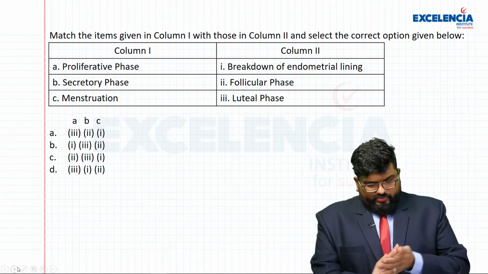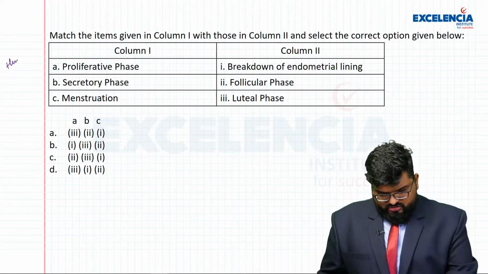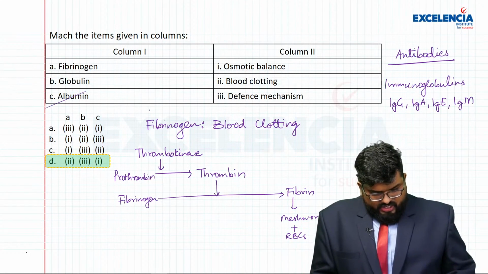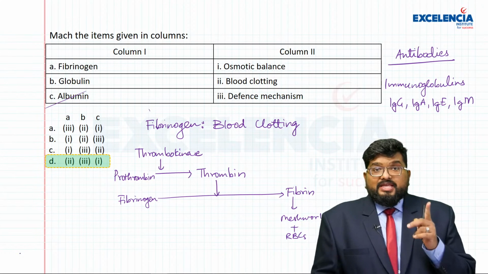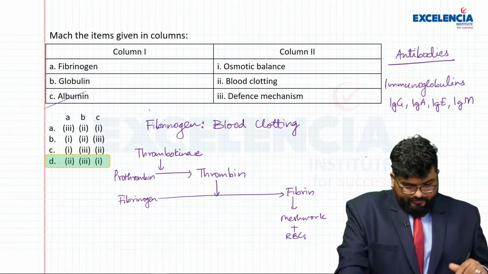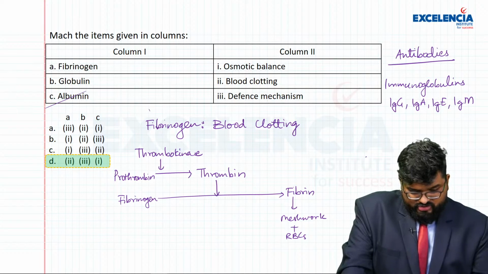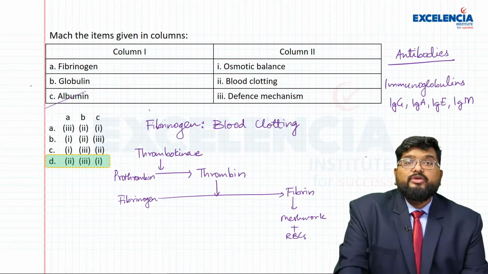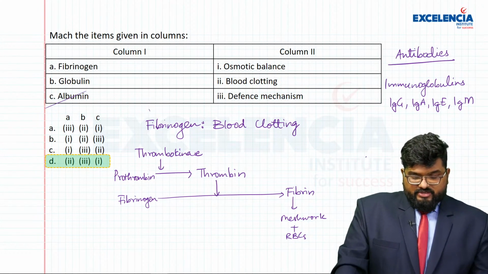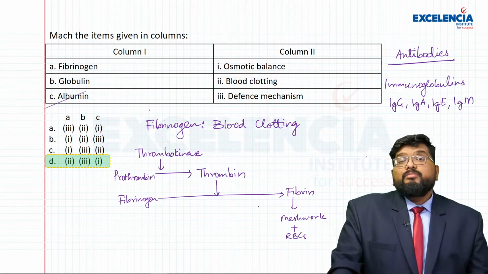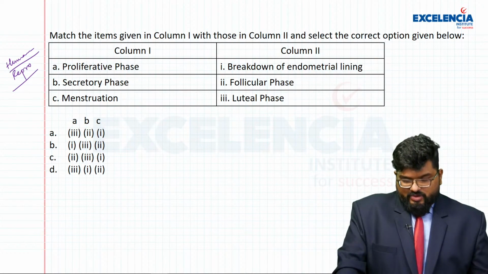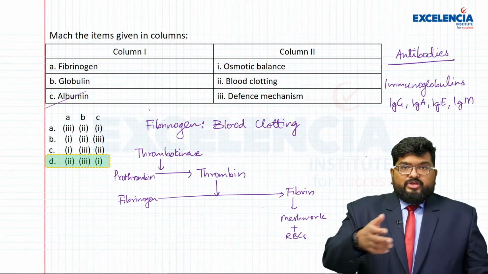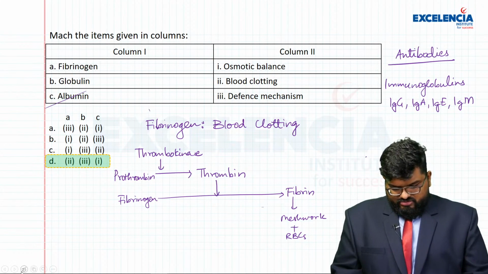Next, another one. Oh, this is menstrual cycle. So human reproduction. The previous question was a combination question, by the way. Your fibrinogen, blood clotting, comes from the circulatory system from 11th grade, body fluids and circulation. Globulin will come from human health and diseases from 12th grade. And albumin will basically come from where? If it's osmotic balance, it's coming from excretory products and their elimination.